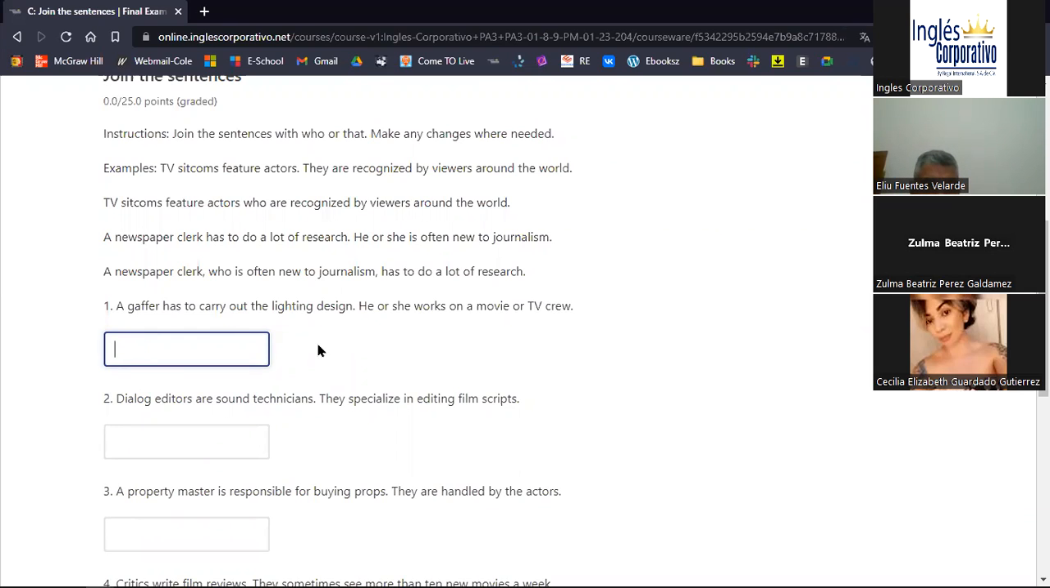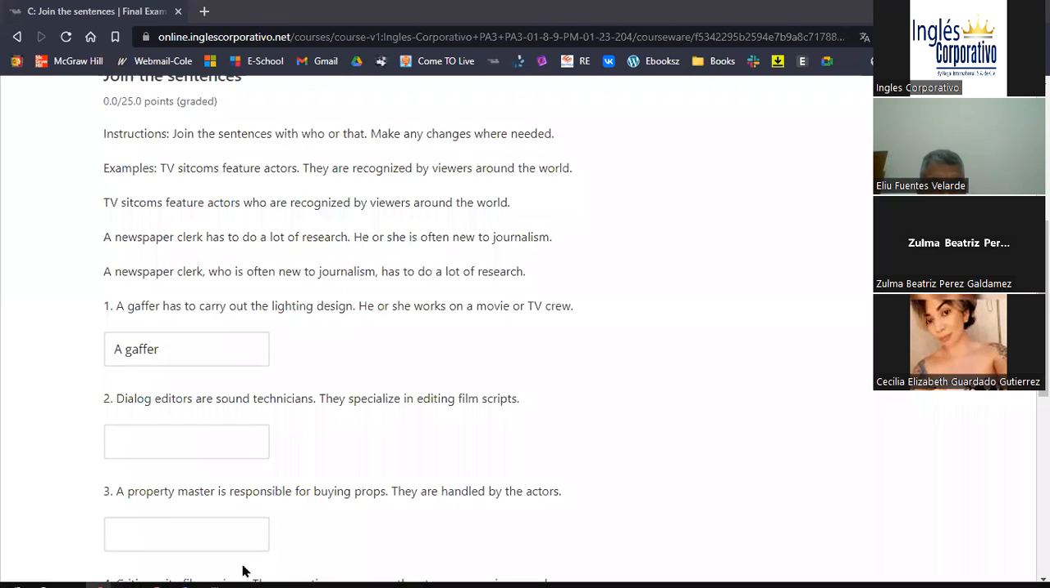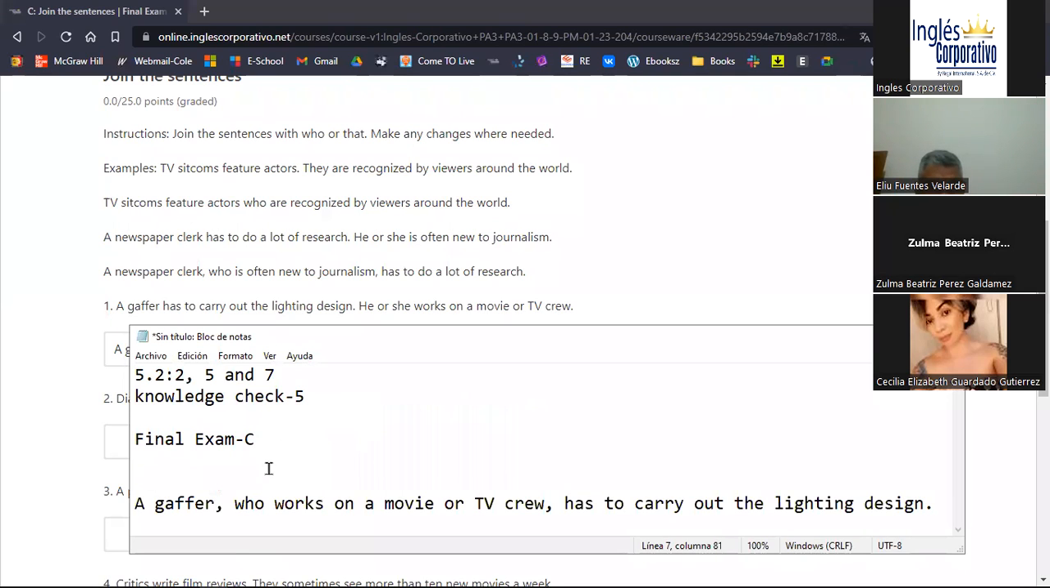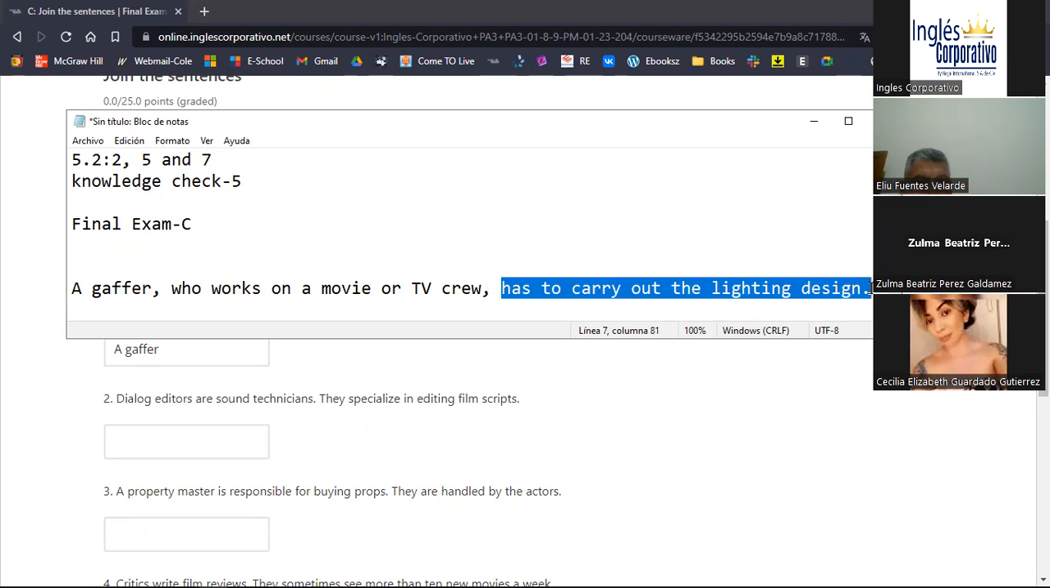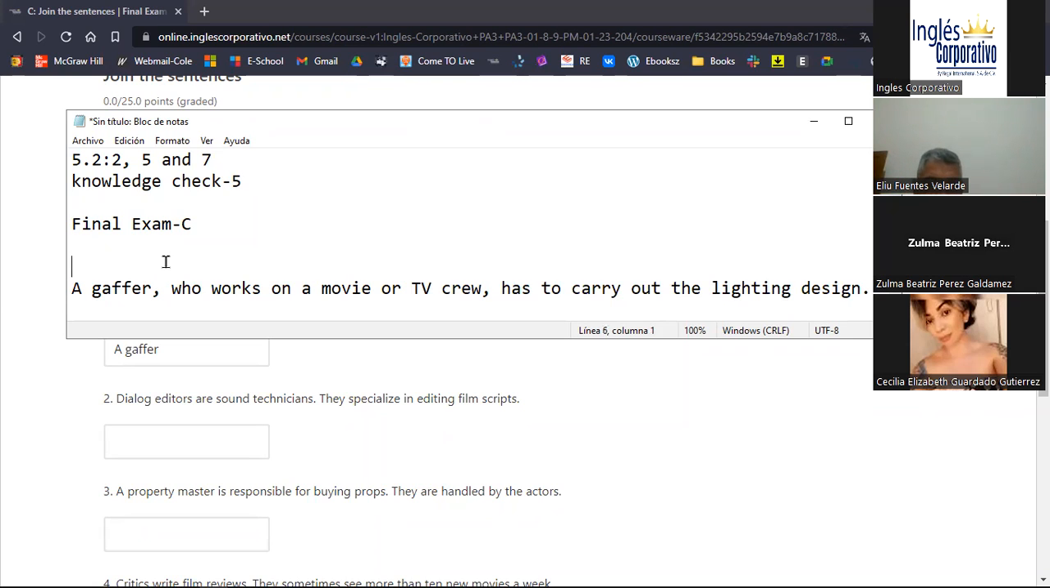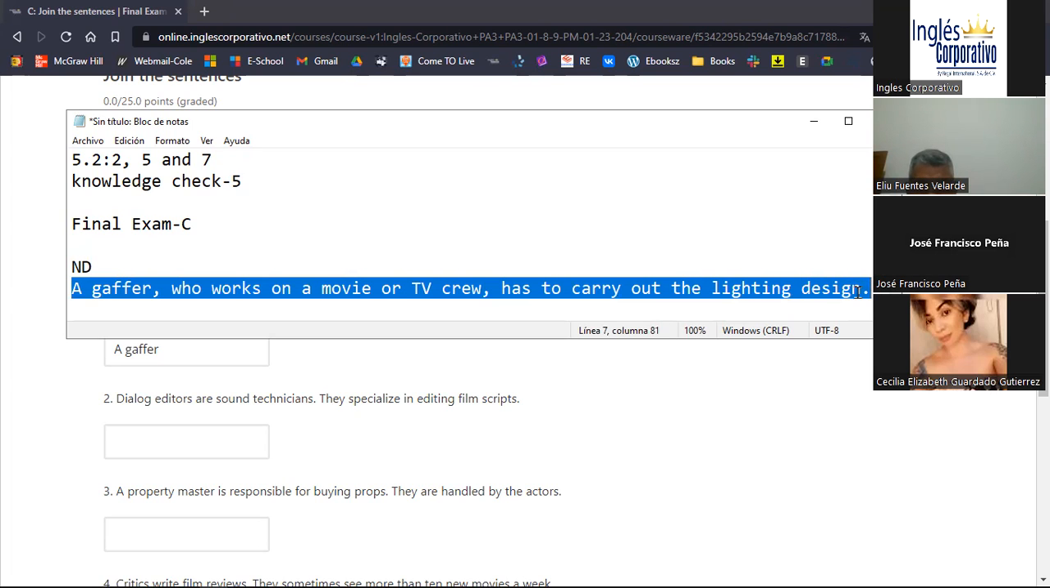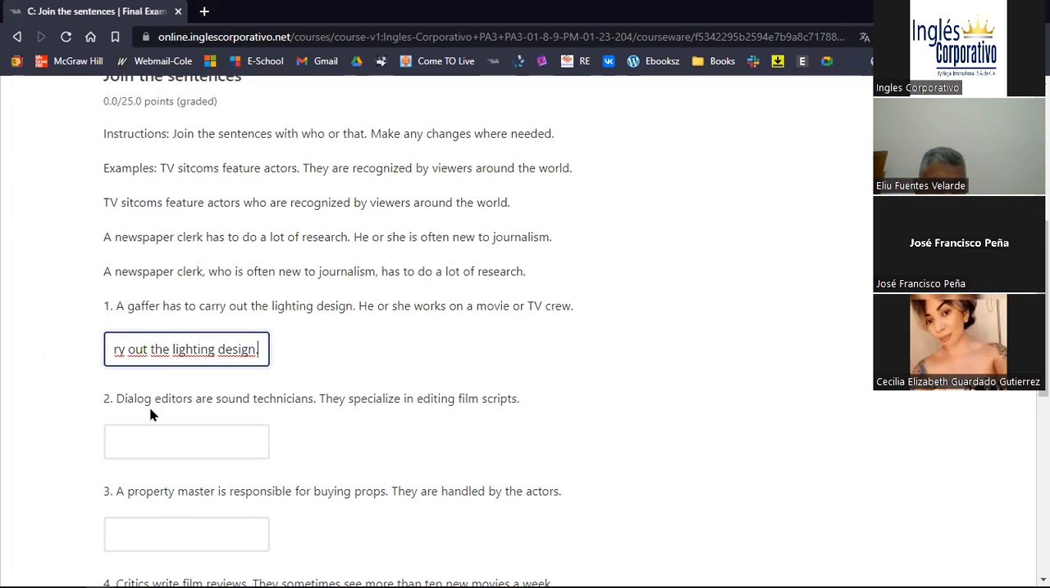Gaffer has to carry. Okay, a gaffer. Uh-huh. What else? Los que ya contestaron. Anyone? Okay, I will give you the answer then. So the answer for this one is the following. A gaffer who works on a movie or TV crew has to carry out the lighting design, right? So what is this, guys? Is this a defining or non-defining clause? Non-defining clause. Mm-hmm, exactly. It's a non-defining clause, right? So I'm going to take all the info here and I'm going to put it here, right?